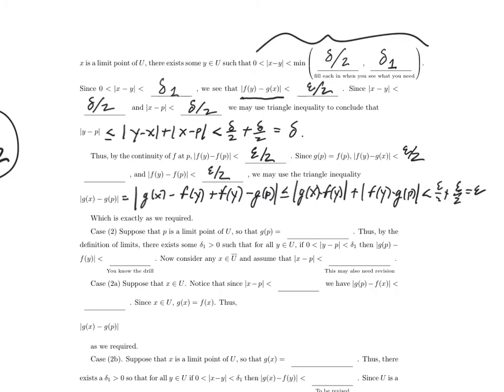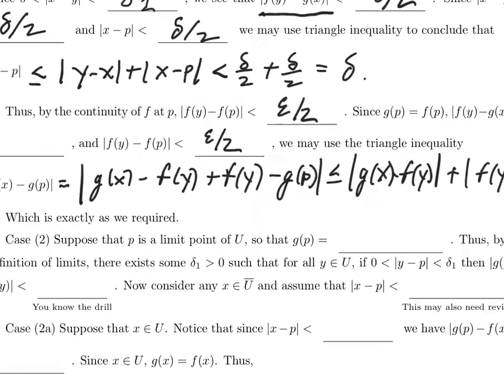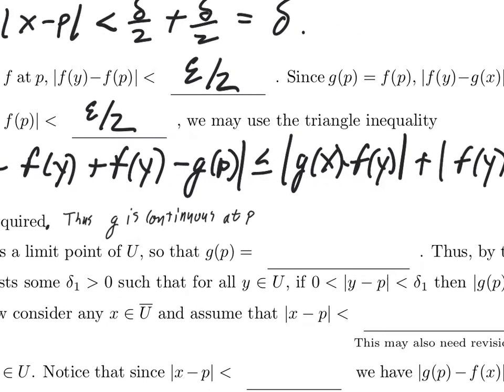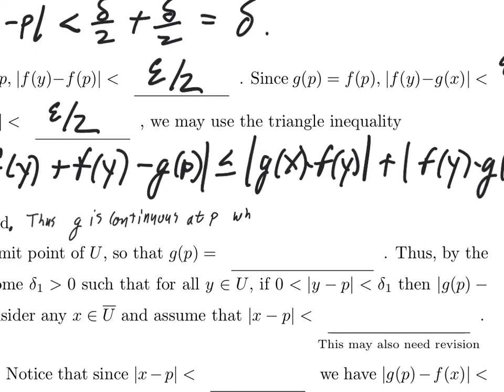So that completes the proof in, well, I guess that's case 1, the case that p happens to already be in U. So maybe I'll put a summary right here. Thus, g is continuous at p whenever p happens to be in U.